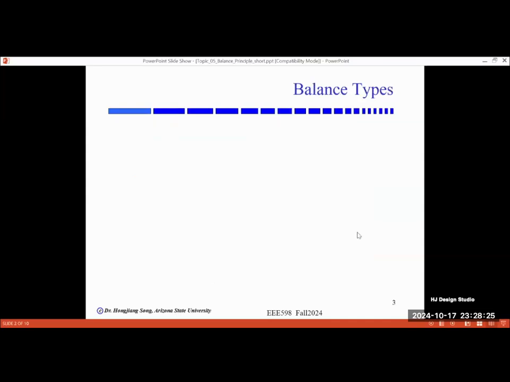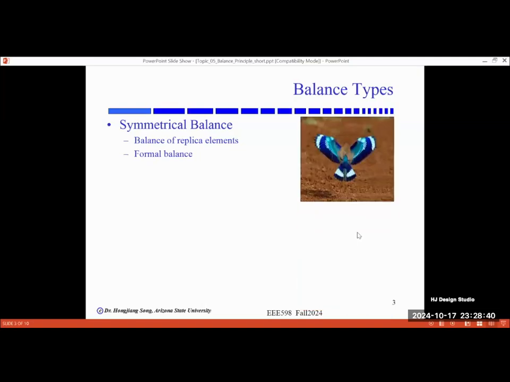So now let's look into a few types of balance. The first type of balance is called symmetrical balance. It is achieved by components of similar type, that means reciprocal elements. Symmetrical balance is also called formal balance. So here is one example of the formal balance. In this case, when the birds are flying, it is required to balance both of the wings, both left side and right side.